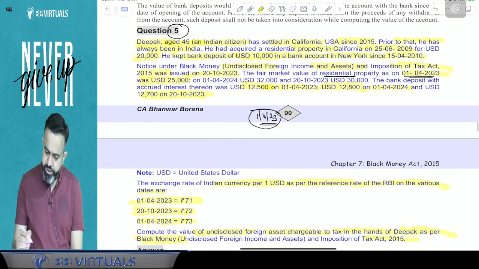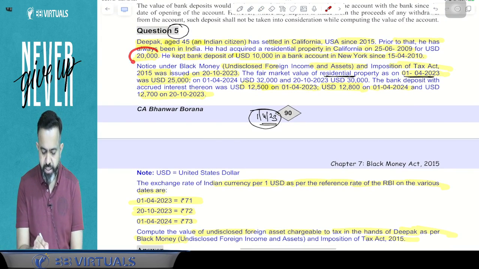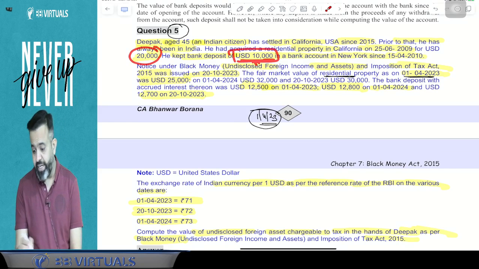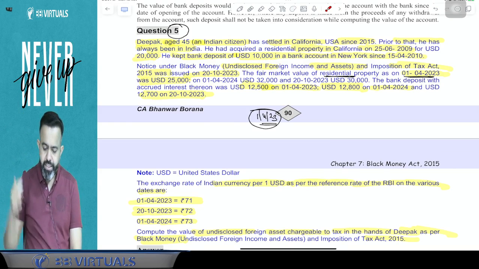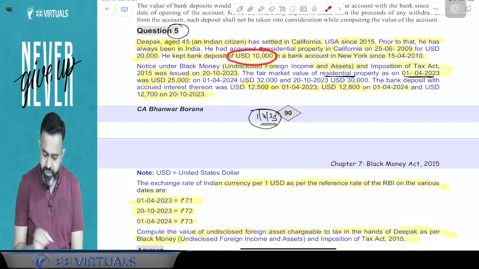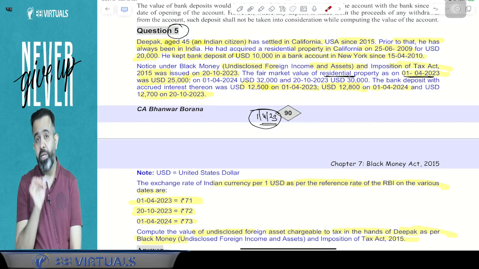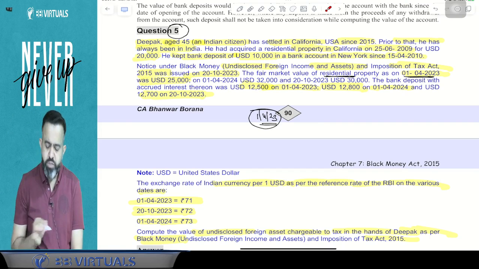Can I say that the residential property you acquired for $20,000 and the bank account you deposited $10,000 in the year in which you were a resident, means earlier you were a resident, right? So in that year you opened the bank account as well as acquired the property, so it will be covered in the Black Money Act.